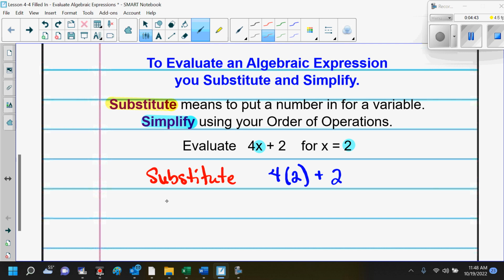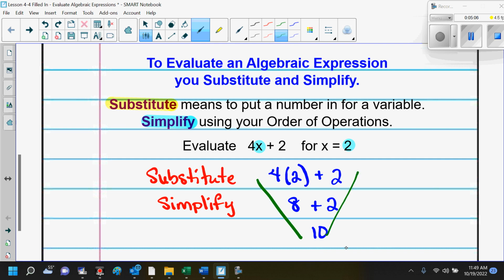And now we simplify using our order of operations. What do I do first in this expression? We do 4 times 2. So 4 times 2 is 8, plus 2 is 10. And there's our simplified expression. And if you're showing your work correctly, again, you have an inverted triangle.